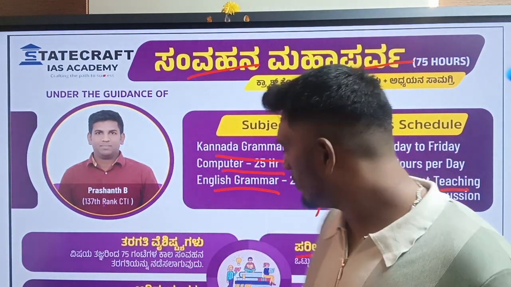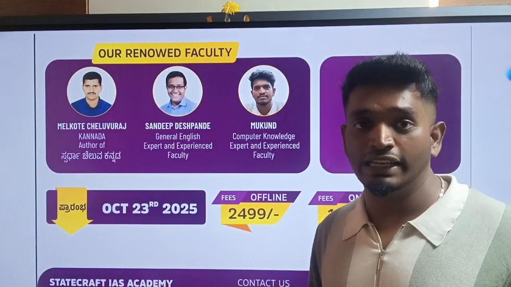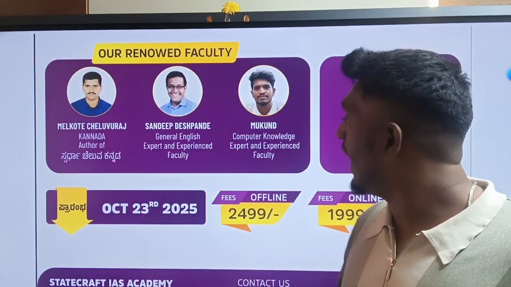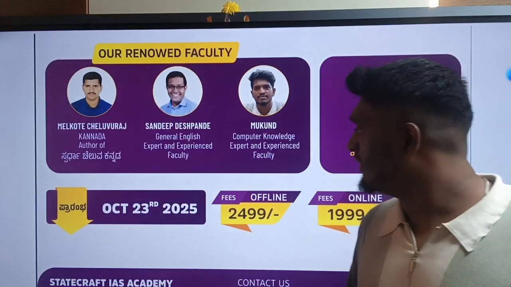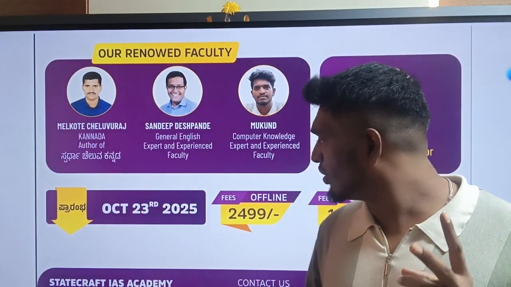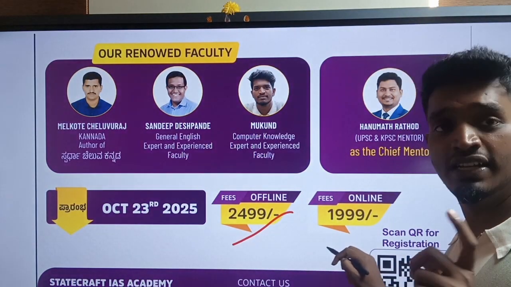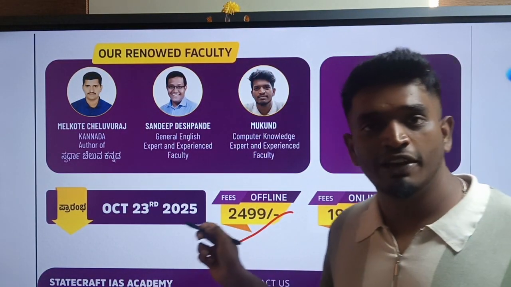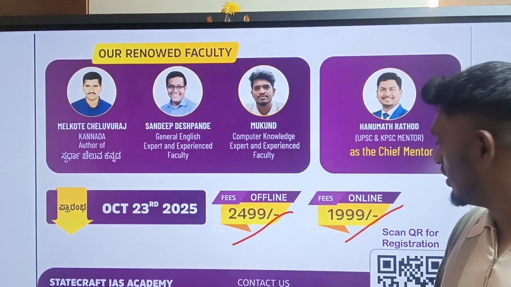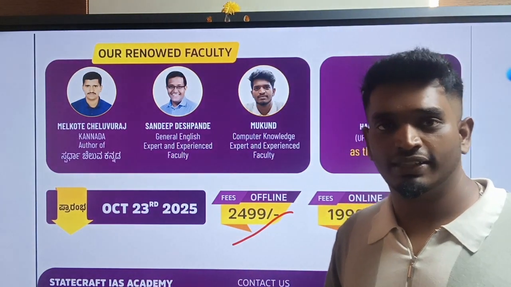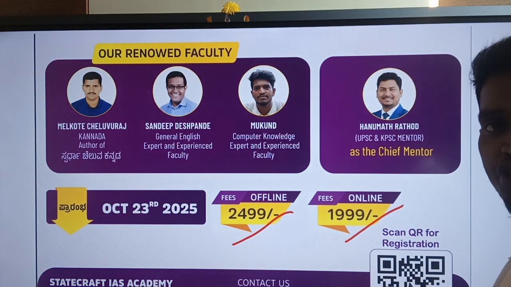Now let's go to the next step. I am Mukunda. Here I'll be dealing with computer knowledge. Currently we have two kinds of course, one offline and the other online. Offline price is 2499, online price is 1999. If you are interested and want to get in, you can call this number or there's a QR code for registration.